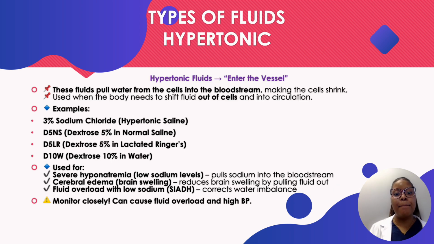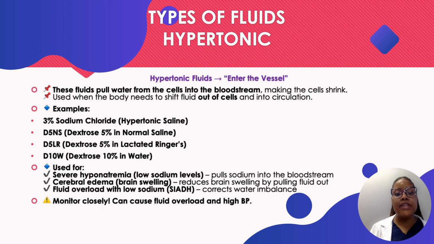The last one is hypertonic. Hypertonic fluids enter the vessel. These fluids pull water from the cells into the bloodstream, making the cells shrink. So the water is in the cell, and it's going to leave the cell and go into your circulatory system, your bloodstream, but it's going to cause your cell to shrink. So that's important to know.